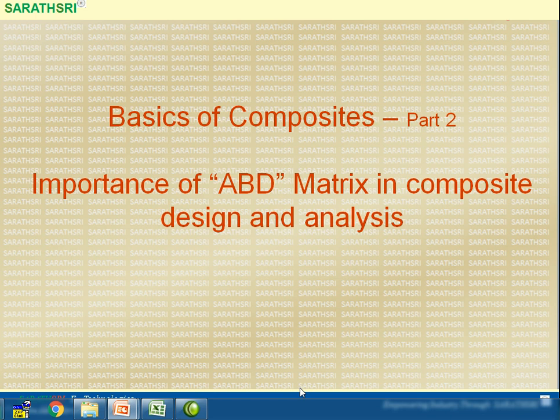In this session, we are going to discuss the importance of ABD Matrix in composite design and analysis. This session is useful to all engineers and engineering graduates who are involved in composite design and analysis, and also engineers in the industry.